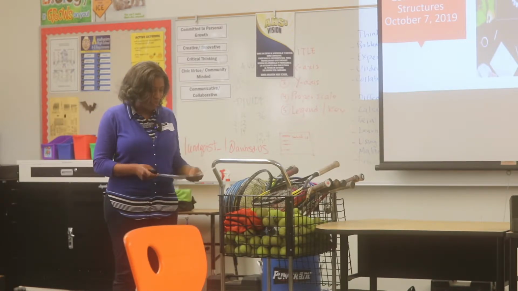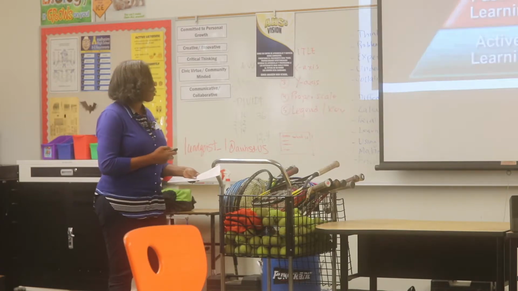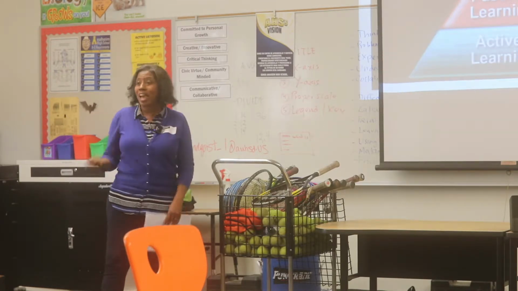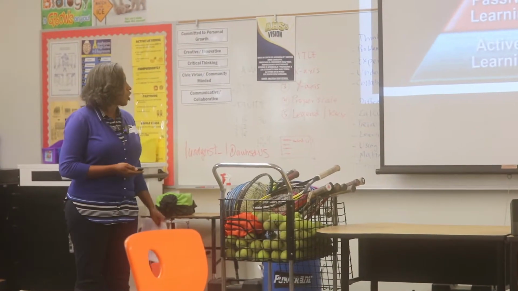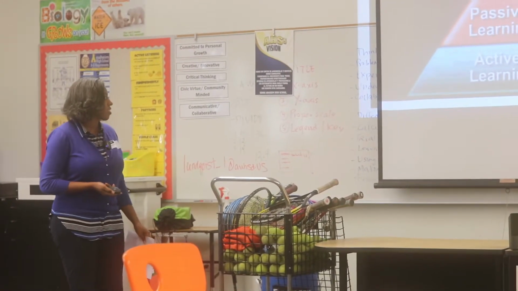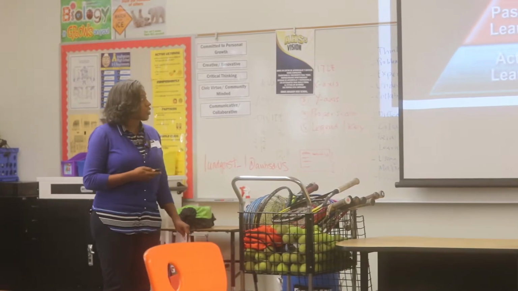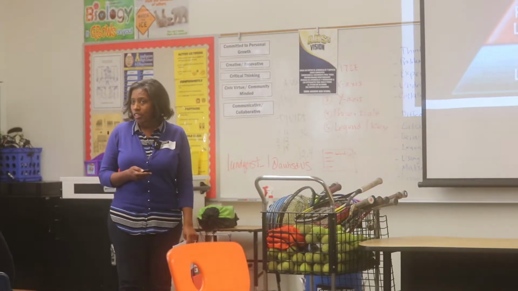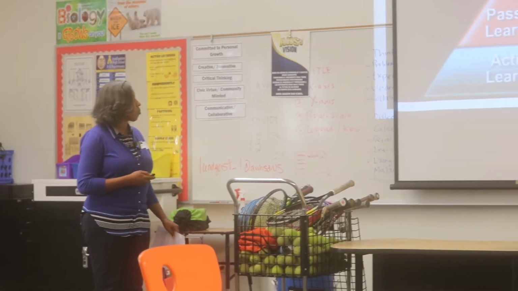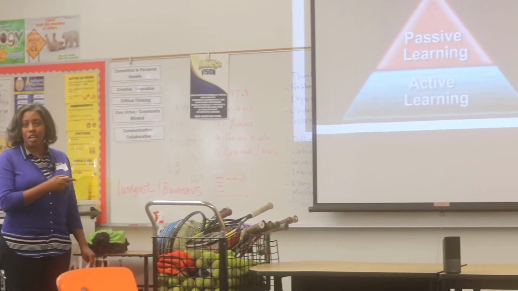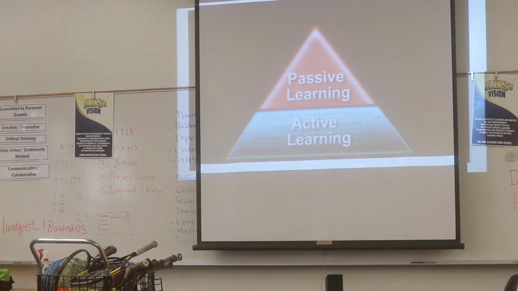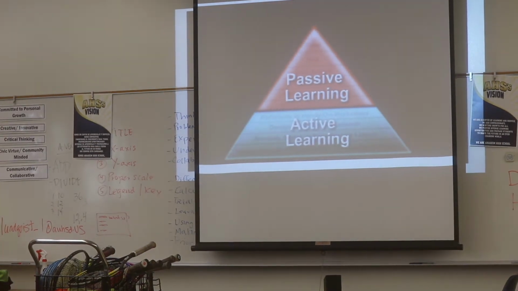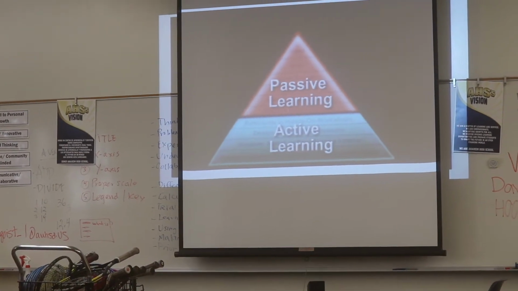As we start, I know we have all sat in on a professional development or training in which we've been informed about the difference between passive learning and active learning. What the pyramid shows is that in order for students to actually learn, you have to move them into the more active phase. They only get about 10% of what they read, 20% of what they see, and 50% of what they see and hear.